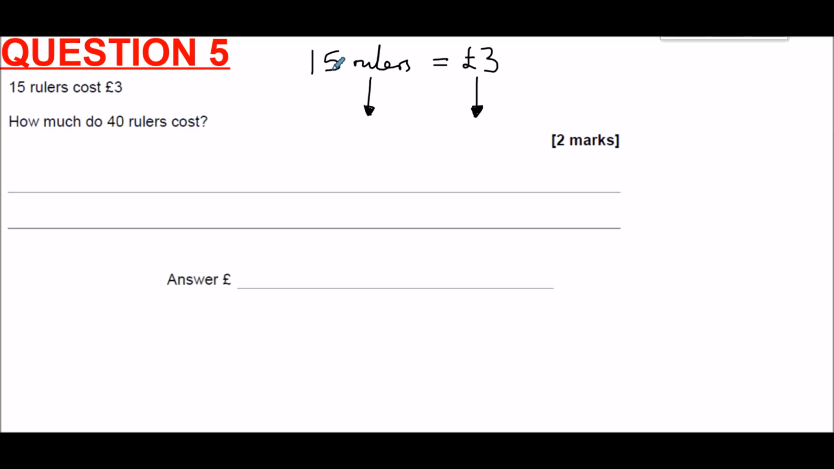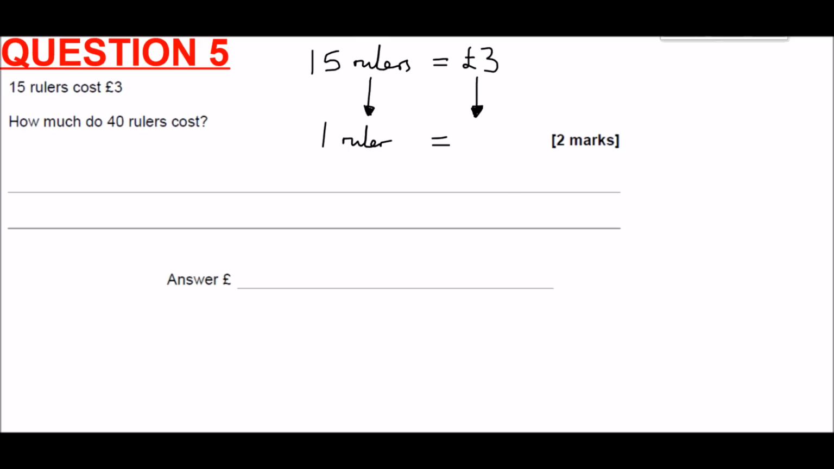And so how can I go from 15 rulers down to just one ruler? Now you might be thinking, well, I can just take away 14. But remember, with ratio and proportion, what we do to one side, we do to the other to keep the balance correct. So if we were to take away 14 on this side, we'd have to take away 14 over here. £3 take away 14. Would a ruler cost minus money?